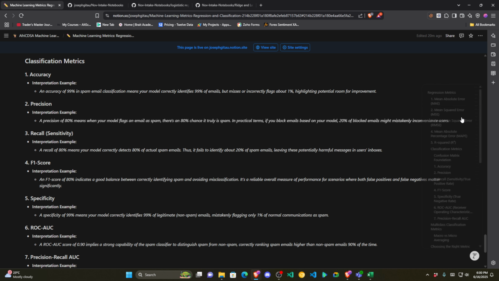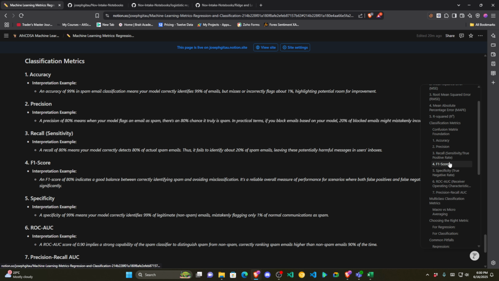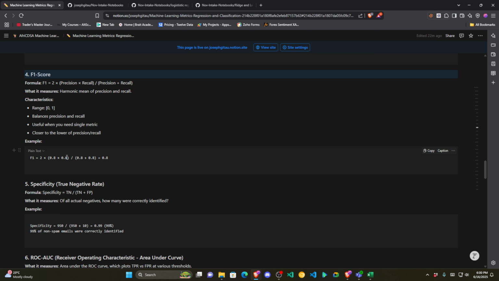Lastly, we've got the F1 score. The F1 score is the harmonic mean of precision and recall, a combination of both. It balances precision and recall for you, and it's useful when you need a single metric, so you don't have to explain both recall and precision.